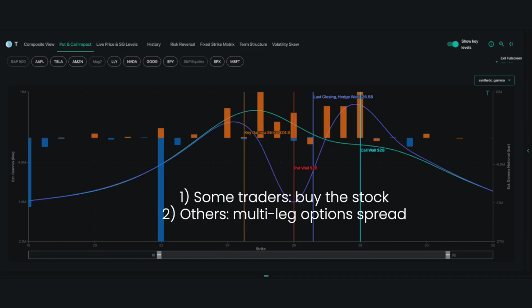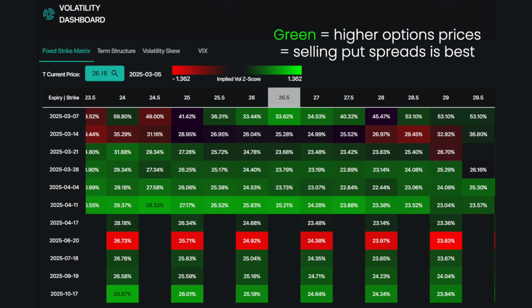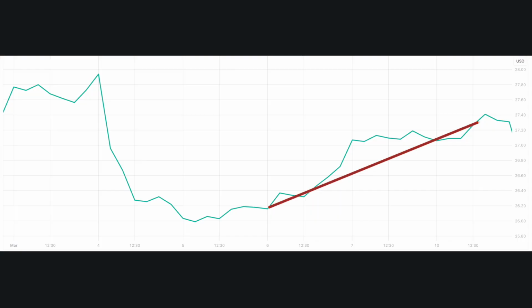So if you plan to trade options, you can check the SpotGamma volatility dashboard to see if the strikes you plan to trade are ideal based on their specific costs. Again, in the case of T, we see that the green here reflects higher options prices and suggests that selling put spreads would be a better approach than buying a call spread. Over the next 3 days, T recovered 6% to a price of $27.28 on March 10th, providing a strong return for a sold put spread.